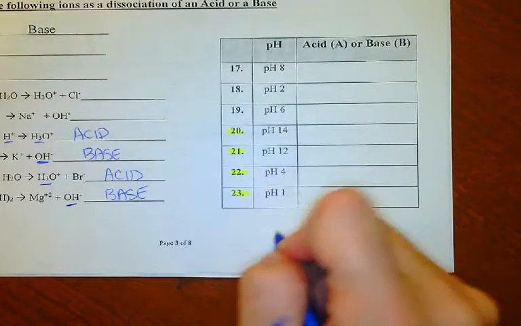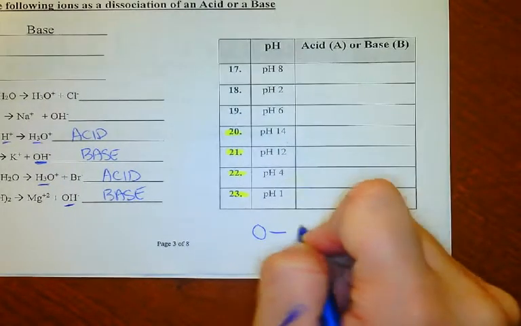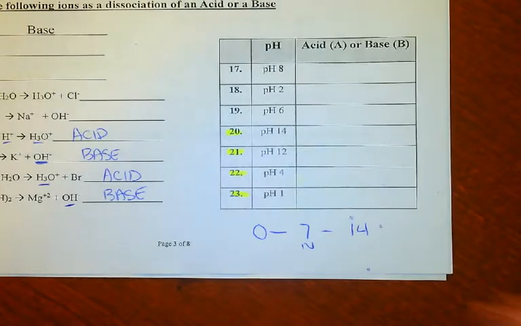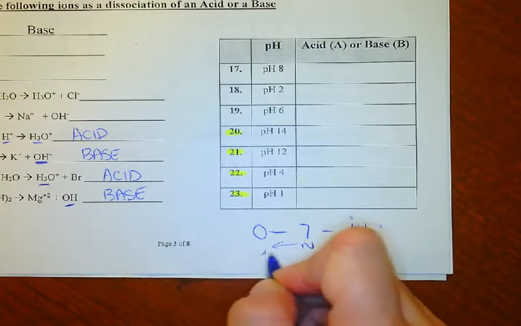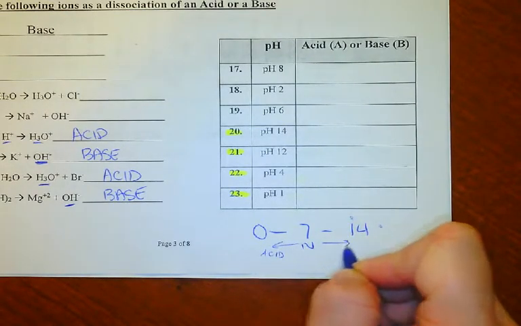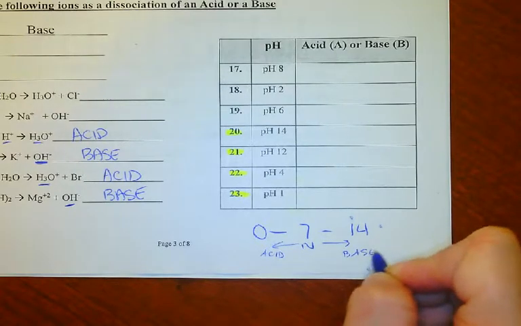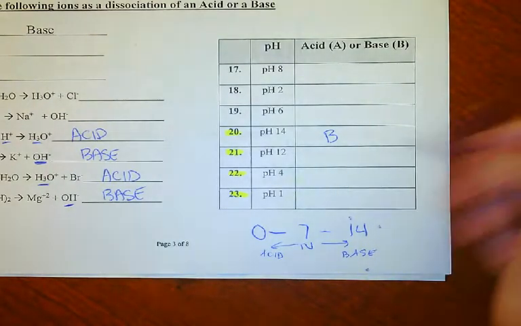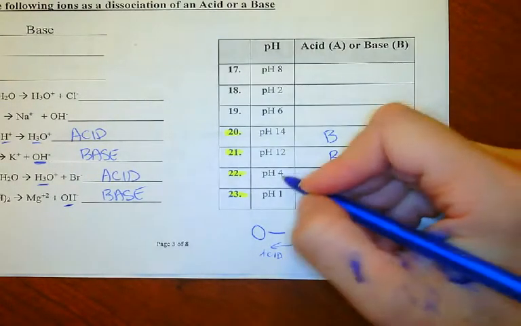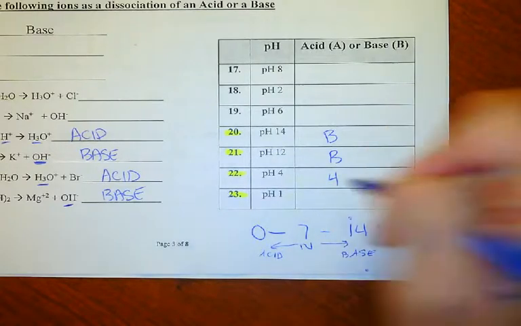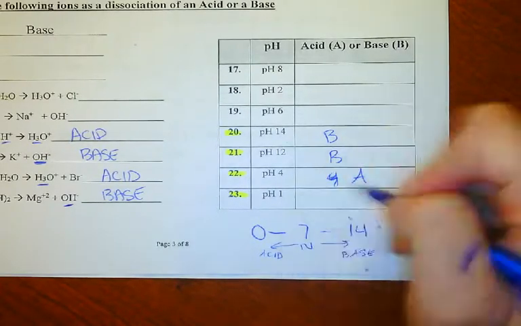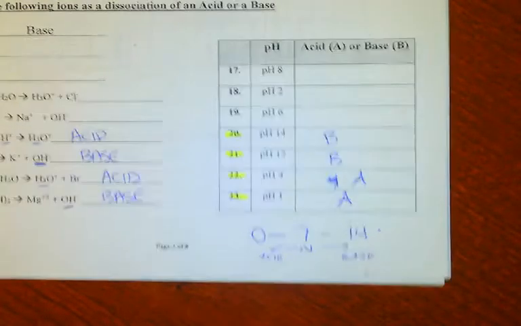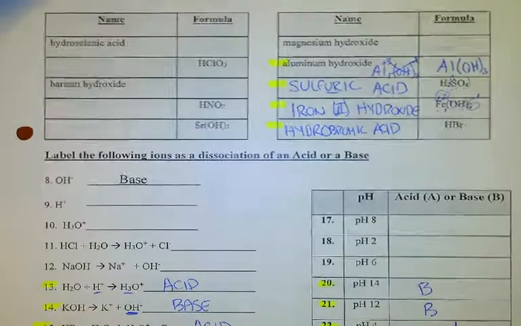Now you really do need to know that the pH scale goes from 0 to 7 to 14. So this is where we're perfectly neutral at 7. Anywhere down here are my acids. Anywhere up here would be base. Okay, so a pH of 14 is definitely going to be a very strong base. pH of 12 is base. pH of 4, acid. And a pH of 1 would be a very strong, very dangerous acid there as well. Okay, so that's how we should be doing this based on what we learned today in class.